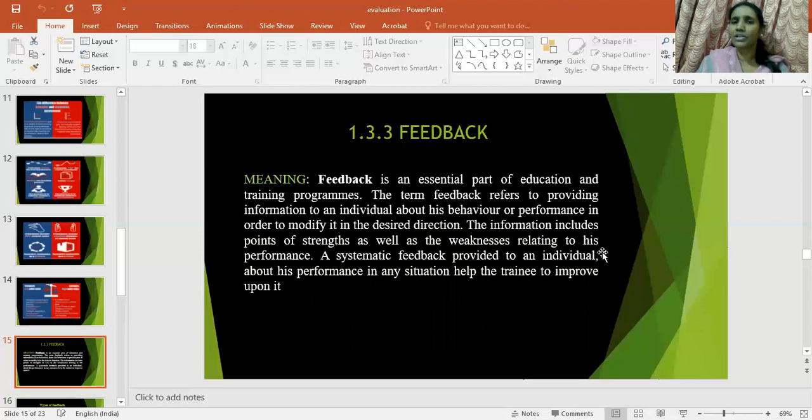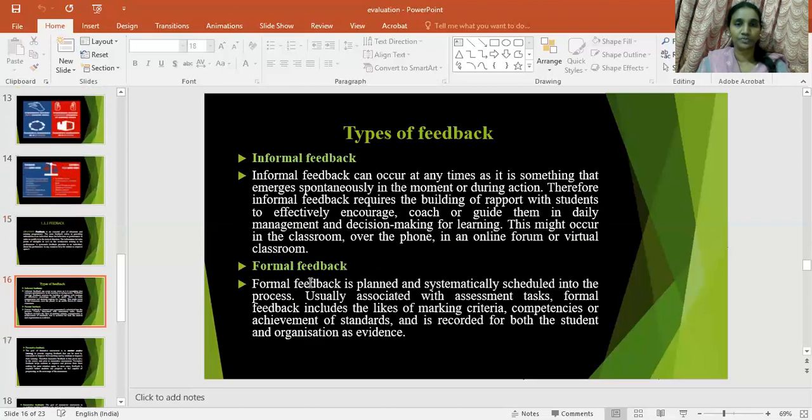The information includes points of strength as well as weakness relating to his performance. Through the feedback only, they get to know in which point we are weak, in which chapter or subject we are weak, and in which subject we need to improve. All that information they will get through the feedback, so that they can improve in the next exam, or for the session after that. This is the meaning of feedback.